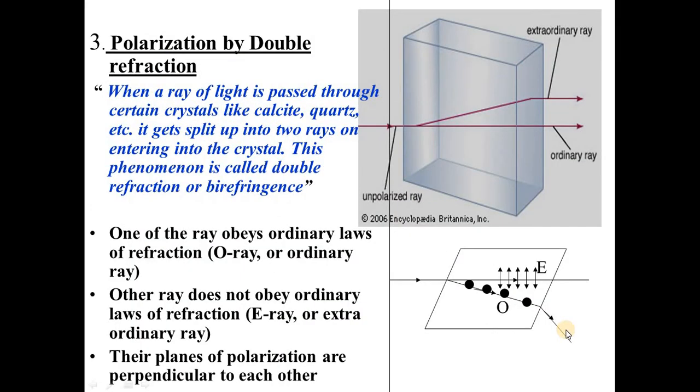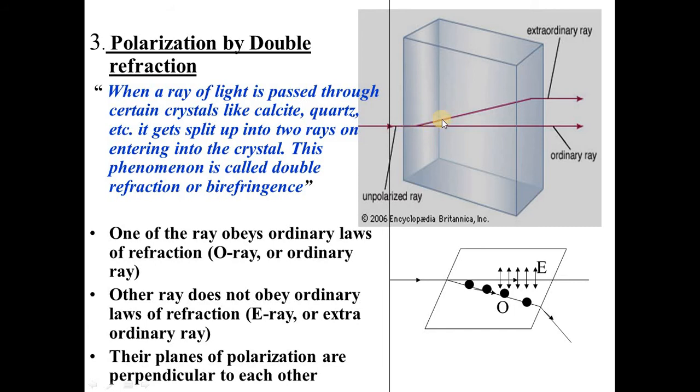Okay, so the next important topic is polarization by double refraction. There are certain materials like calcite, quartz, etc. And what happens is that when unpolarized light is passed through certain materials like calcite, quartz, etc., on entering these crystals, the light gets split into two, and these rays are known as the extraordinary ray and the ordinary ray. And this phenomenon is known as double refraction.